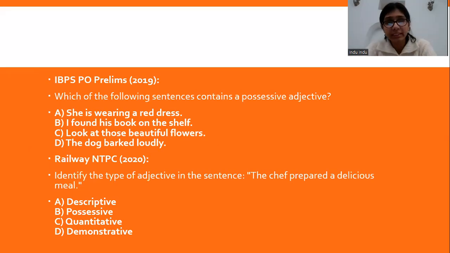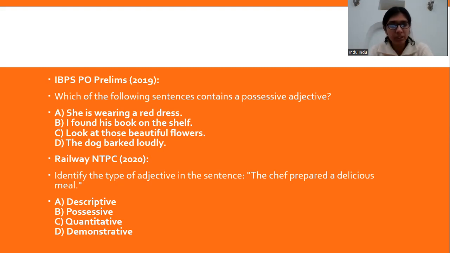Which of the following sentences contains a possessive adjective? Of course. She is wearing a red dress. I don't see a possessive adjective. I found his book on the shelf. His book shows possession, that the book is his. Right? So that one is the answer.